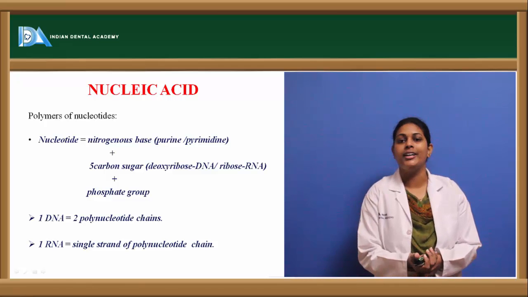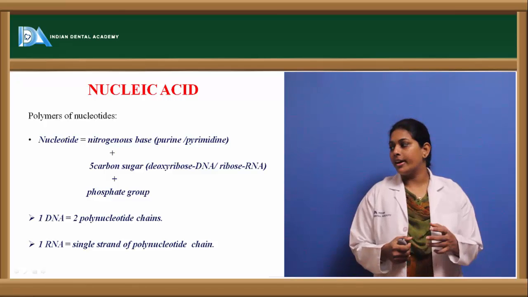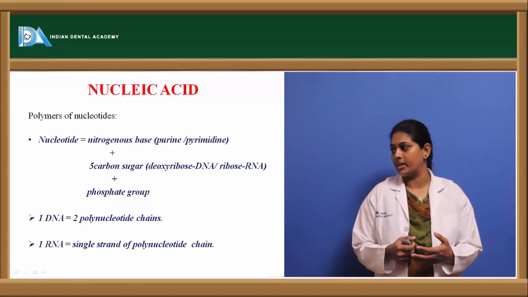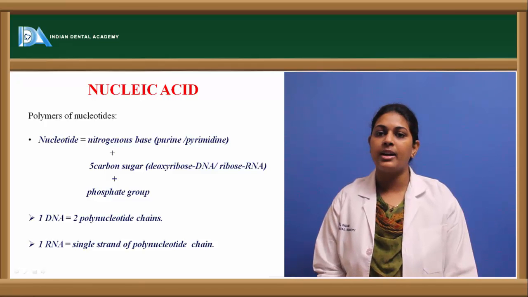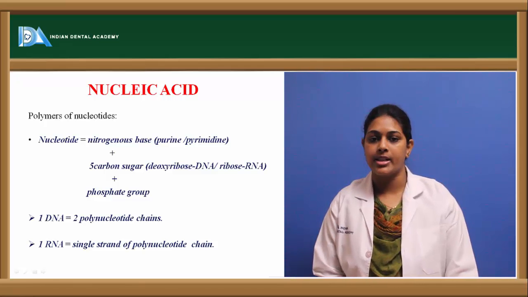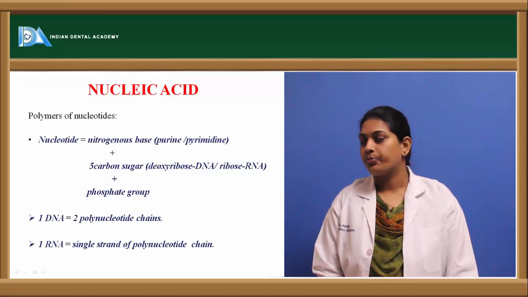So one nucleotide is a basic biological molecule of an organism. It usually consists of a nitrogen base. That nitrogen base could be a purine or a pyrimidine. Under purine come adenine and guanine, and under pyrimidine come thymine and cytosine.